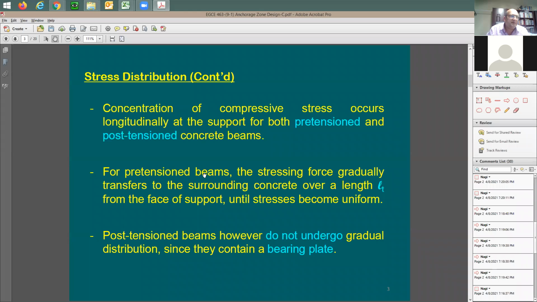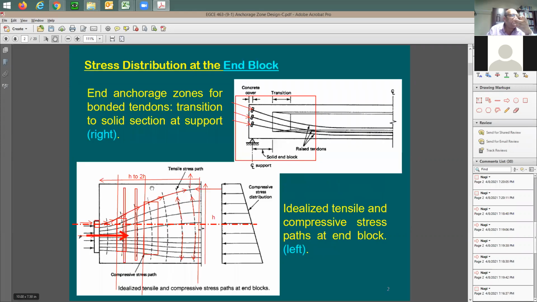For pre-tension beams, the stressing force gradually transfers to the surrounding concrete over a length of L_T. You have your transfer length. Meaning, imagine in a case like this that this cable is anchored or attached to, is bonded to the concrete. Now, transfer of this pre-stressing force would need to have a certain length, and this length is called L sub T, transfer length. It is not necessarily equal to h or 2h, but we're going to see a way to determine this length. So over this distance, all the forces can get transferred from the strand to the concrete.